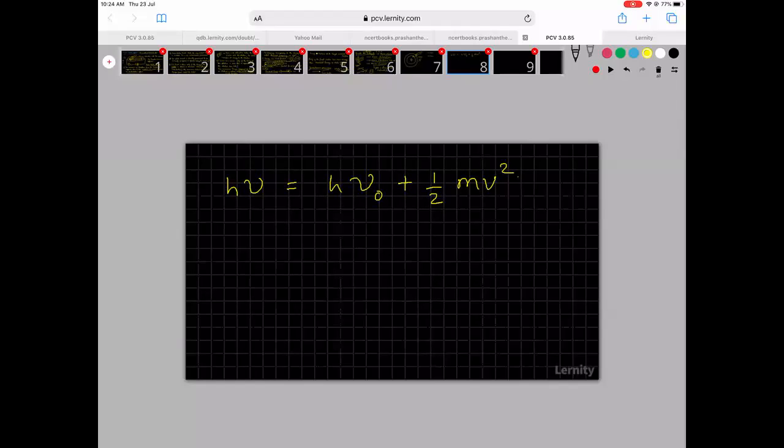Okay, now this is the energy of the incident photon. If light was a wave, we would have spoken about more number of these. This is the threshold energy or work function.